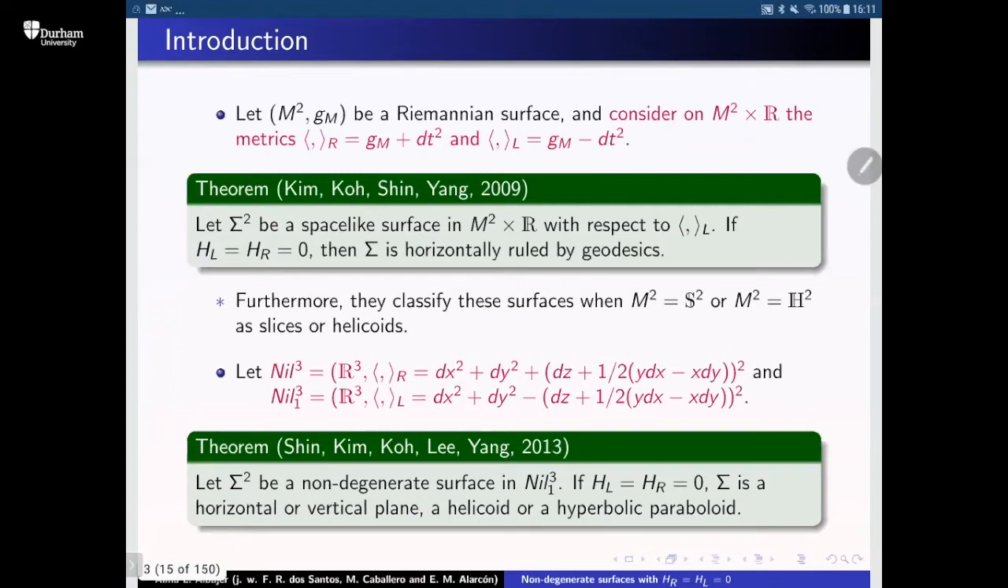They could classify not only space-like but non-degenerate surfaces in the Lorentzian Heisenberg space such that both mean curvature functions vanish identically. They proved that they were horizontally ruled, and concretely, they should be a horizontal or vertical plane, a helicoid, or a hyperbolic paraboloid.